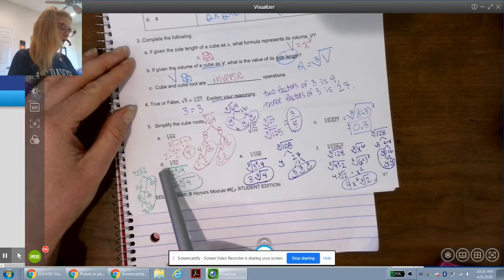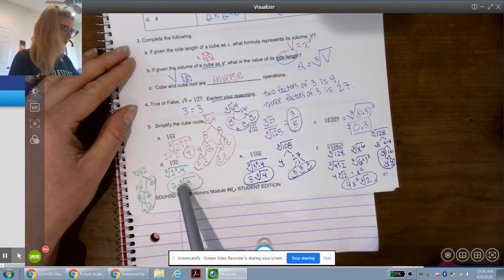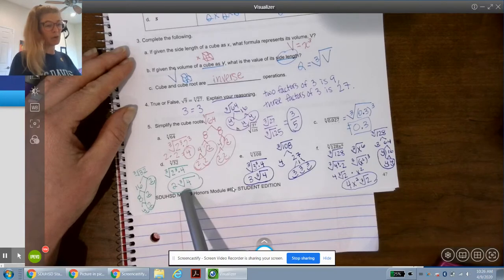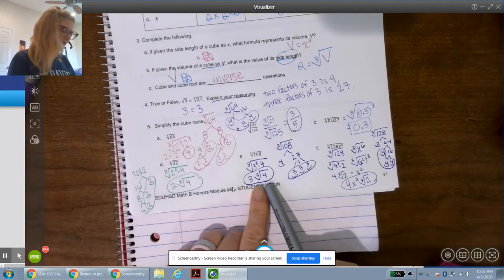Cubing and cube rooting are inverse operations, so the 2 gets pulled out, and the 4 has to stay on the inside. Remember, don't forget your index so I know it's a cube root. Otherwise, if you said this was a square root, you're not done simplifying yet. Let's take a look at E.